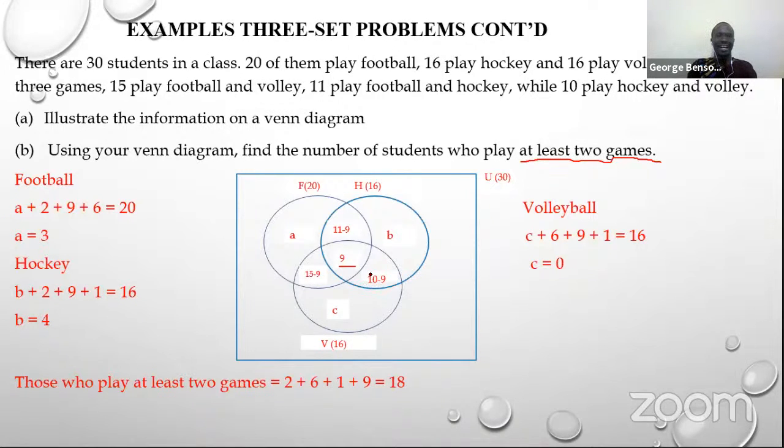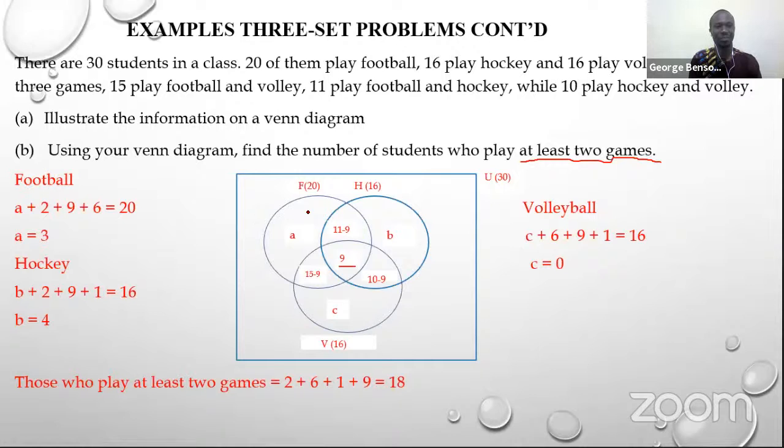Then 11 play football and hockey. This is football and hockey, so it goes in that region, and I do 11 minus 9 because they didn't say only. Finally, 10 play hockey and volleyball. This is hockey, this is volleyball, and we also do 10 minus 9. We were not given football only, hockey only, or volleyball only, so we still use variables. I chose A, B, and C to represent them, and I set it up like I did in the first case.